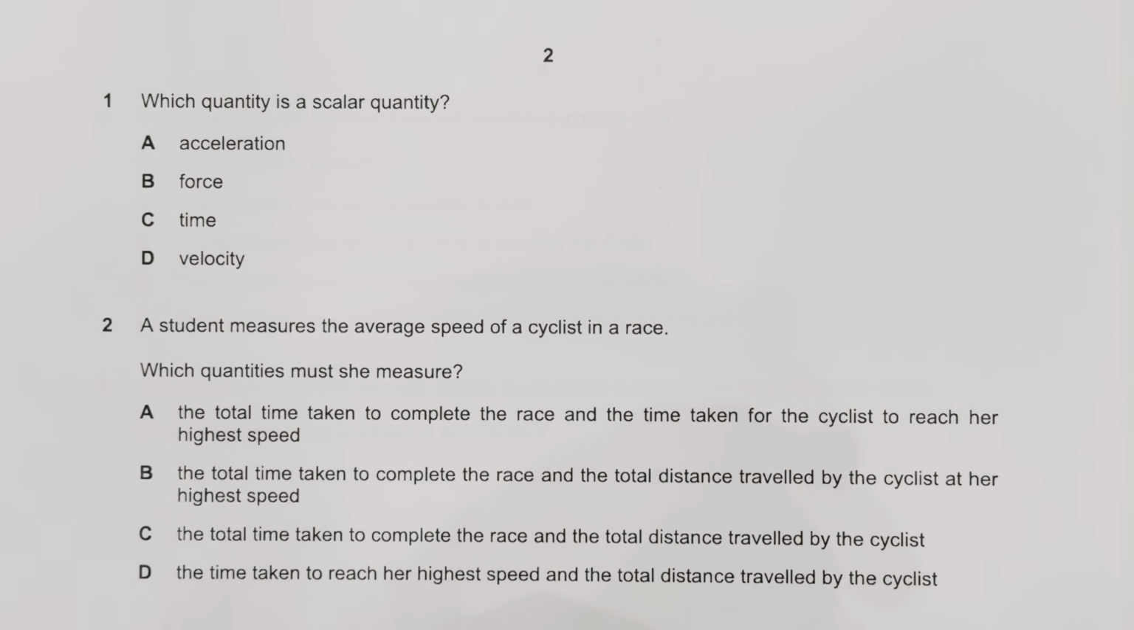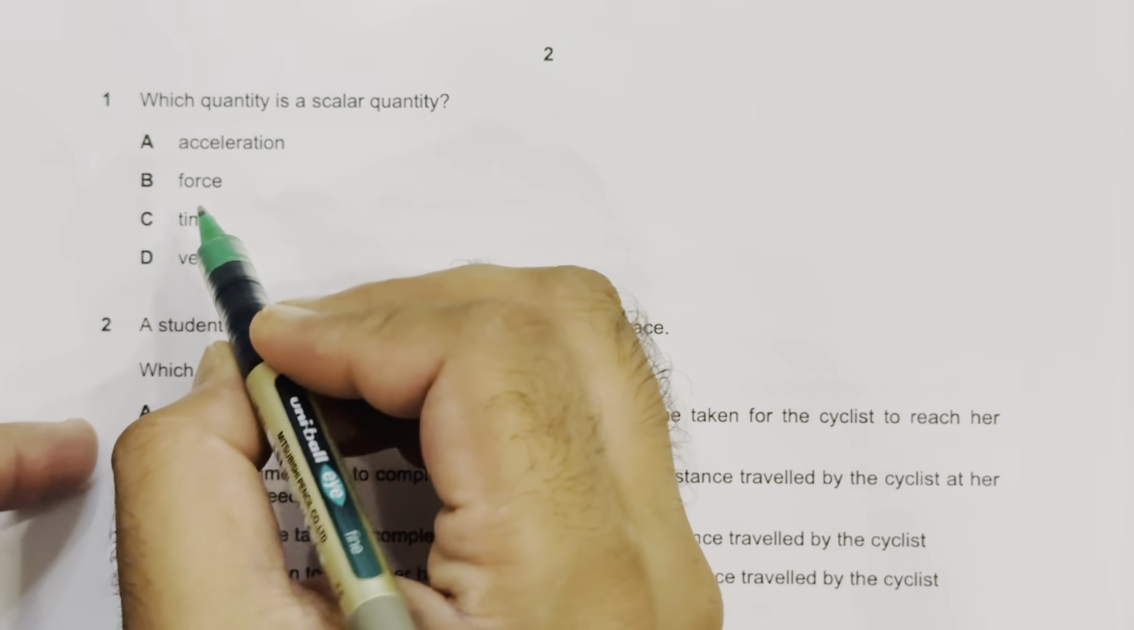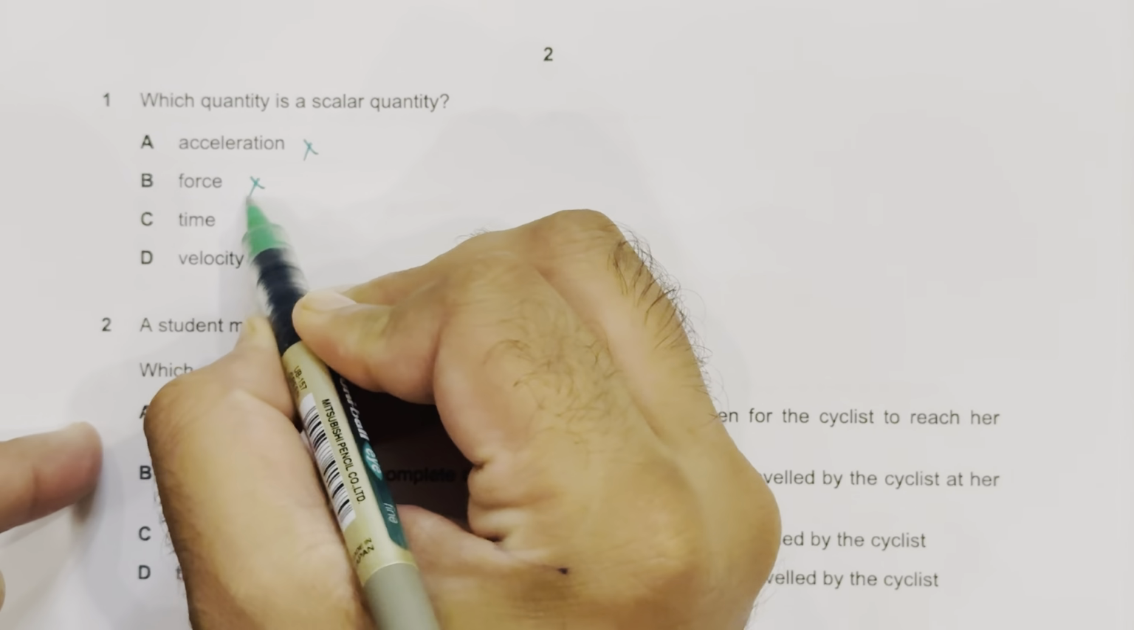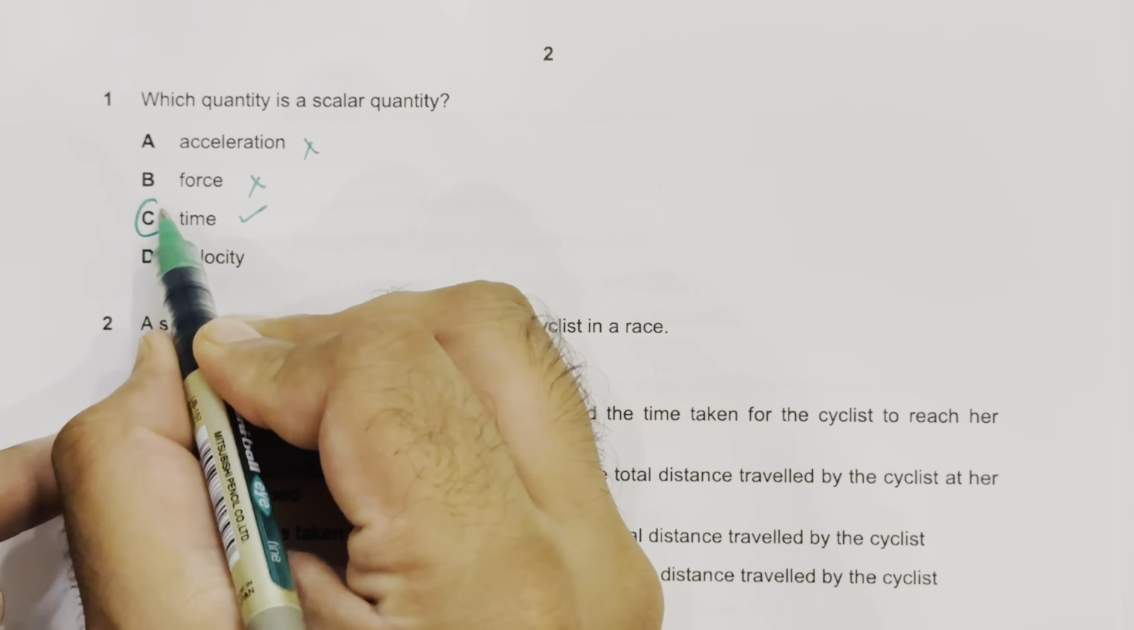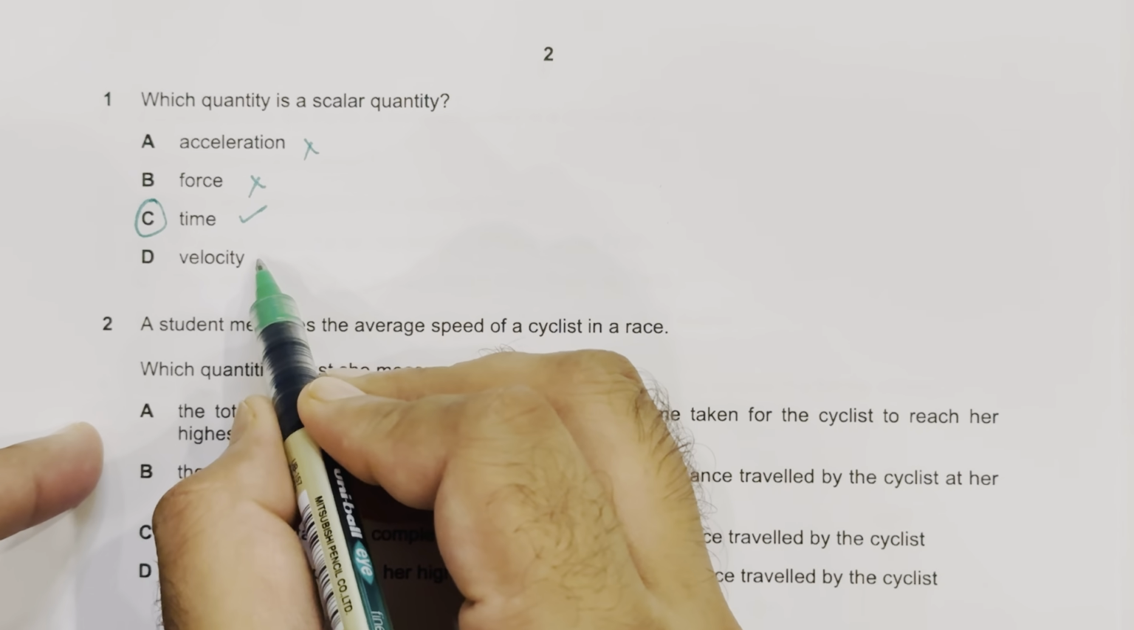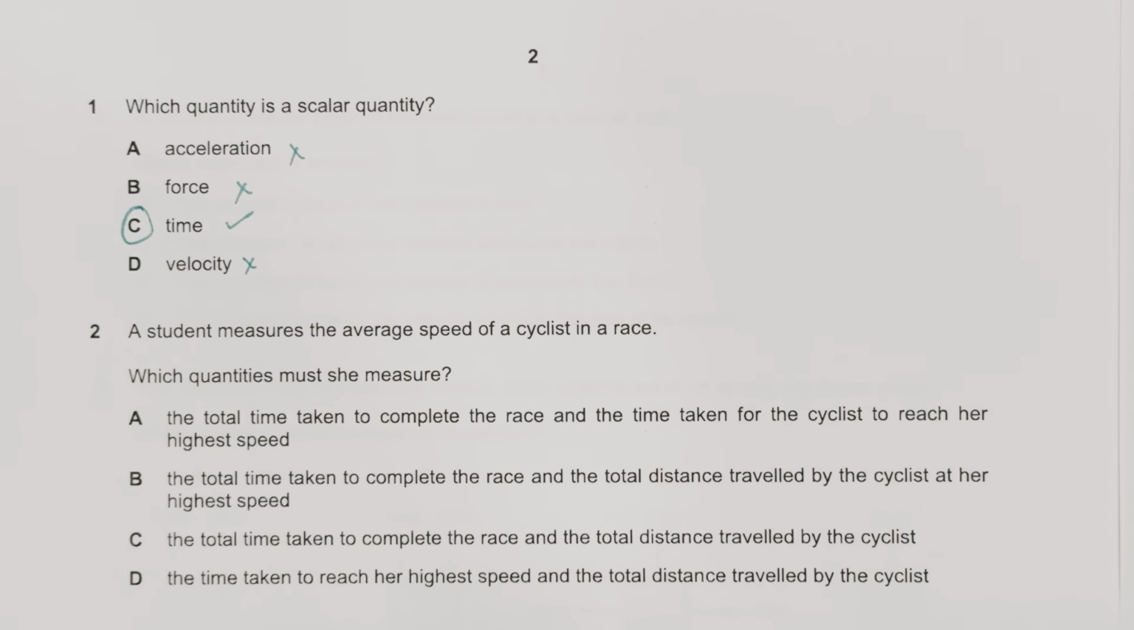What is the scalar quantity? We know that scalar quantities are those quantities that are defined completely by their magnitude. Acceleration is a vector quantity, force also requires a direction, that's why force is a vector quantity. Time is the scalar quantity because time doesn't require direction, and velocity as well is a vector quantity. Moving to question number 2.